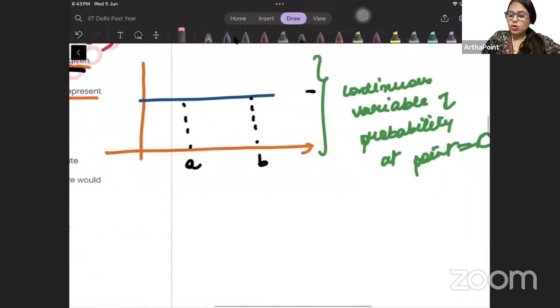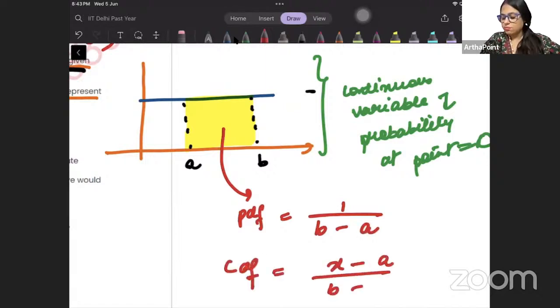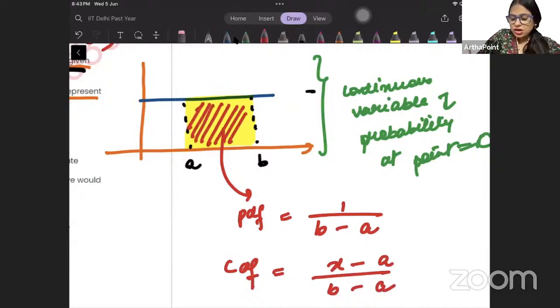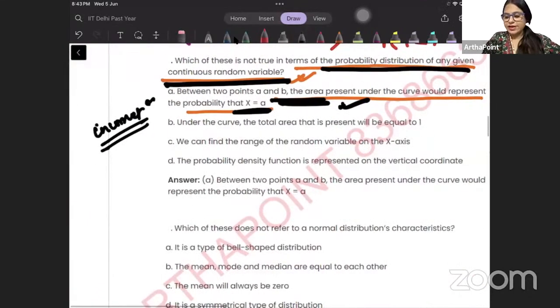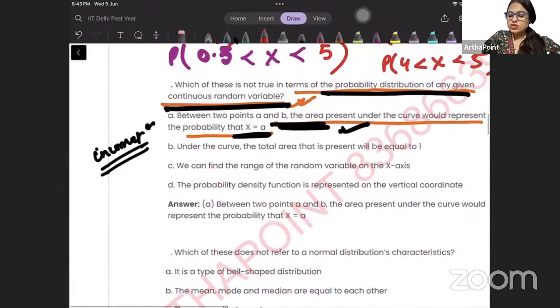And if I want to give the CDF, or I want to define its PDF also, for a continuous variable, we know that its probability density function will be given by 1 upon B minus A, and the CDF will be given by X minus A upon B minus A. So I can find the area under the curve between A and B, but I cannot define it by X equal to A. So that is an incorrect statement. It is saying which of the following is not true, so A itself is not true.